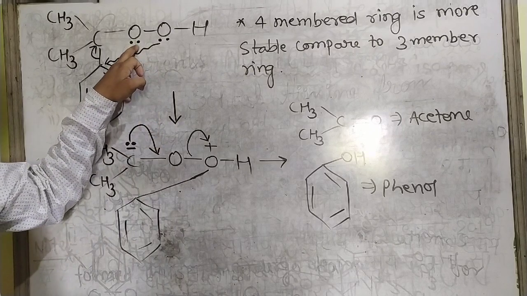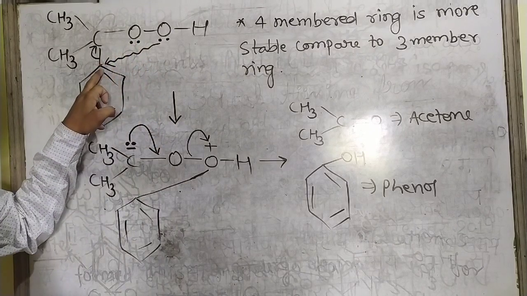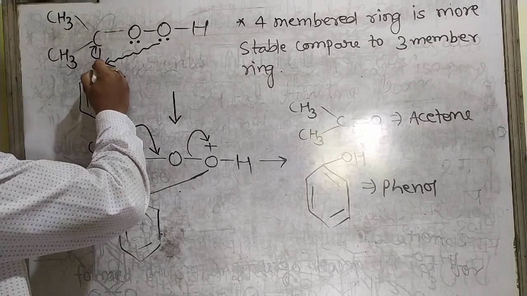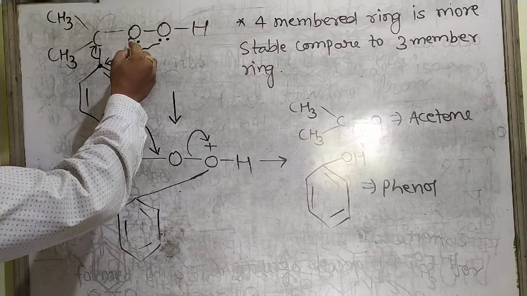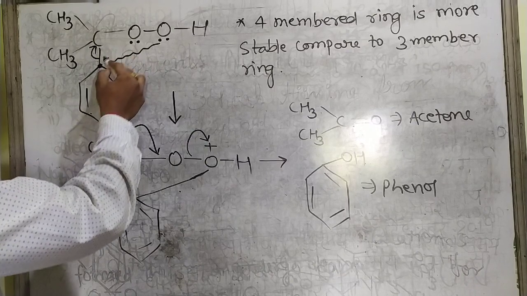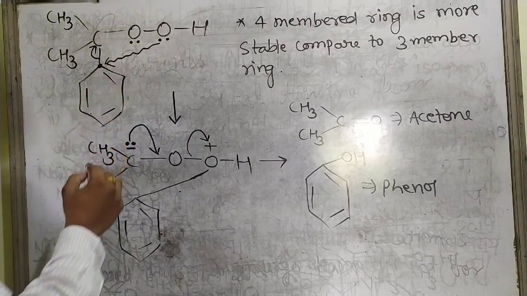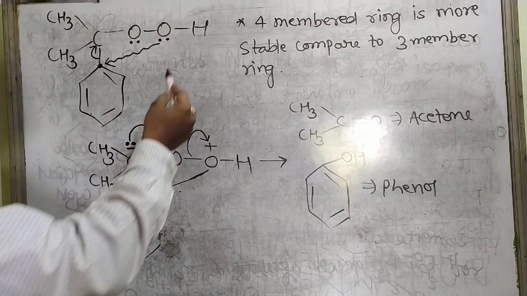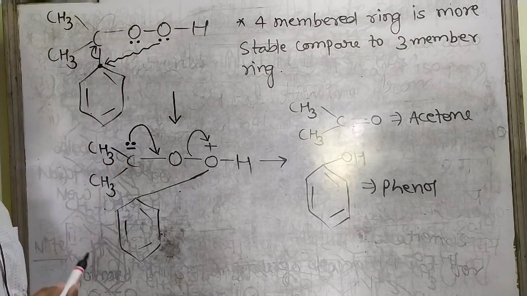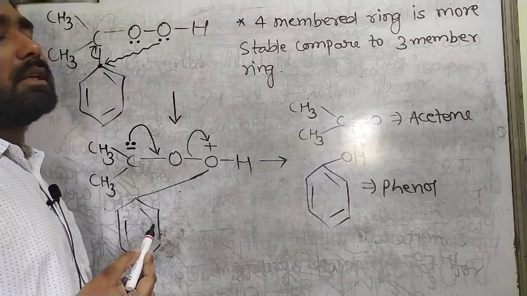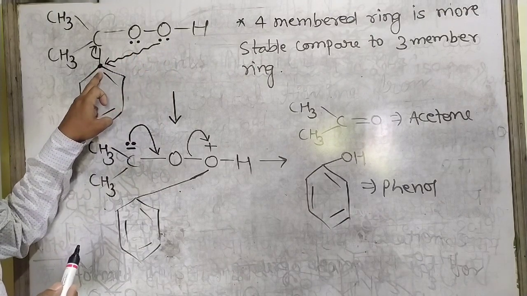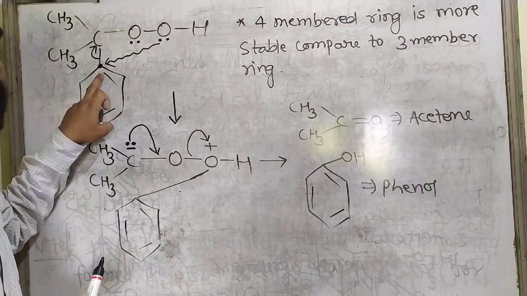So if the attack takes place from this oxygen atom to the benzene ring at this carbon, then a 3 membered ring will get formed. This oxygen atom, this carbon atom of the benzene ring, and this carbon atom, these 3 atoms will make a ring. But if the attack takes place from this oxygen atom, then a 4 membered ring will form, which will be more stabilized. So the attack will take place from this oxygen atom to the carbon of the benzene ring.